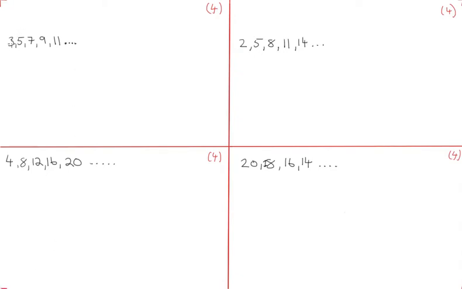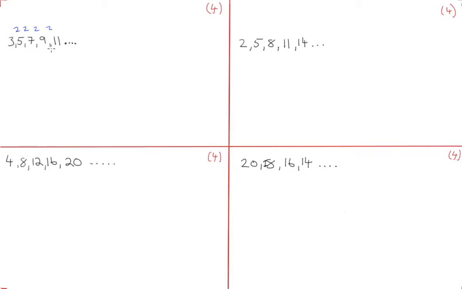So here we have 3, 5, 7, 9, 11. The first thing you do is have a look at what is changing. These numbers are obviously increasing, so something is being possibly added to them or multiplied. Let's see what the difference between the numbers is. Between 3 and 5, the difference is 2. Between 5 and 7, 2. Between 7 and 9, 2. 9 and 11? 2.